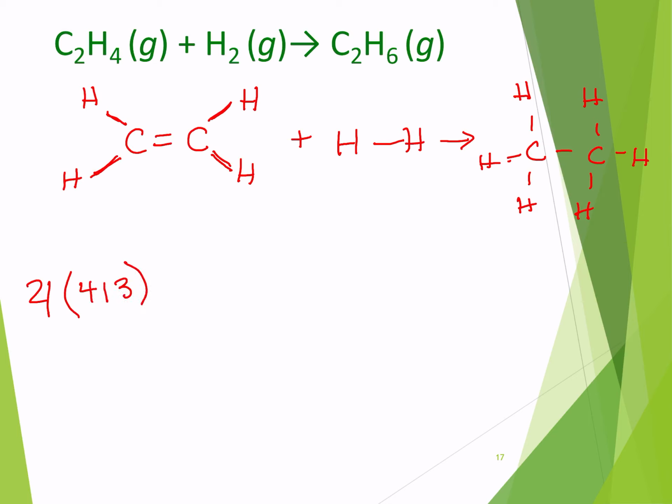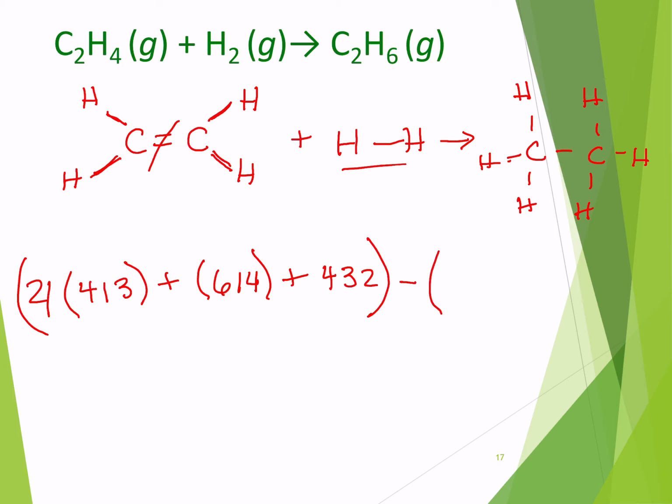Sorry, guys. And then we also need to break one carbon-carbon double bond. And so that value, sorry, I'm looking this up as I go as well, is 614. Then we also need to break this hydrogen-hydrogen single bond. And so that is going to be 432. So we're going to add up all of these. And then we are going to subtract all of the bonds that are going to form.